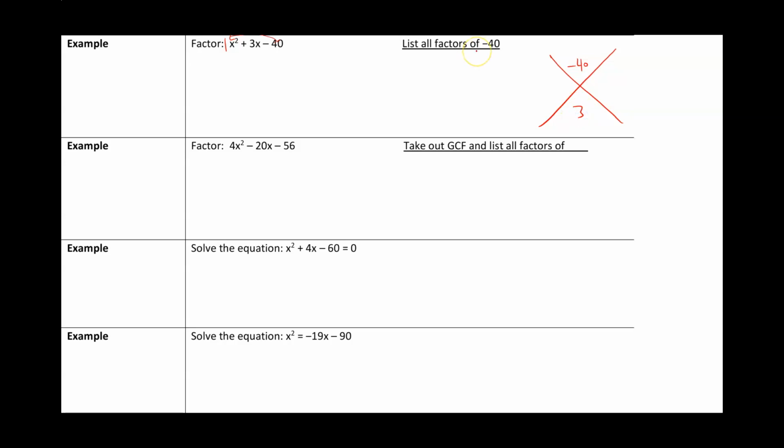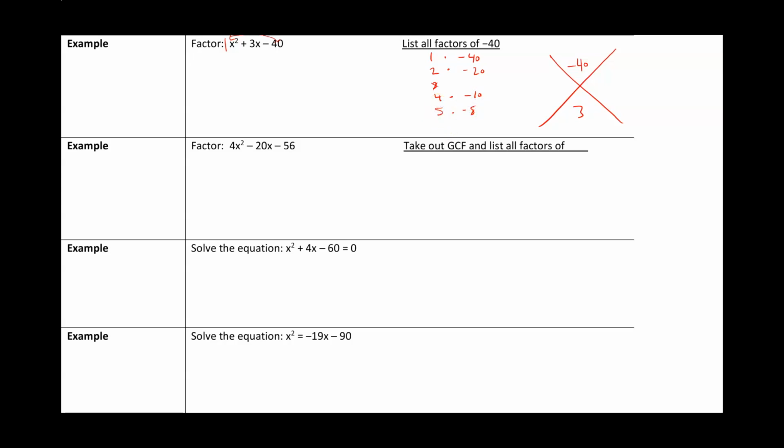Now let's list all the factors of negative 40. If two terms multiply to be a negative, then you have to have one positive and one negative. So we got 1 and negative 40. We have 2 and negative 20. 3 doesn't go into it. We got 4 and negative 10. And we have 5 and negative 8.